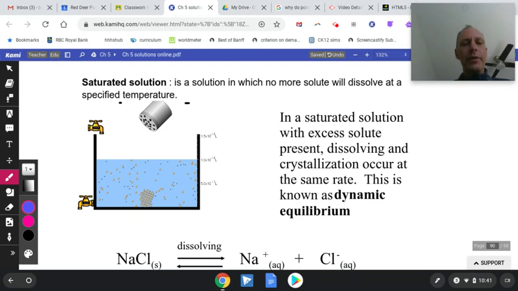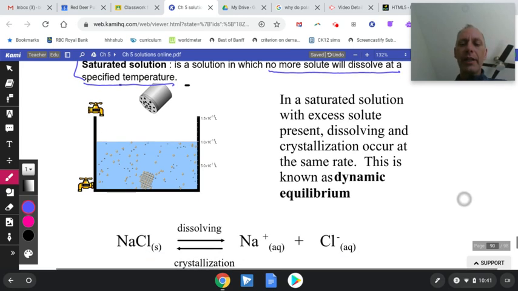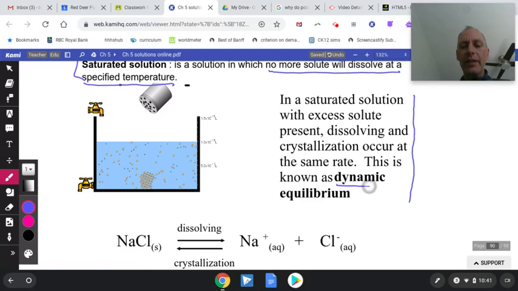Okay, so we've already gone through this definition. A saturated solution is a solution in which no more solute will dissolve at a specified temperature. And we say specified temperature because we know that solubility does change with temperature. If we heat solutions up, we can get more solute to dissolve. Okay, so here's one of the key ideas for today. In a saturated solution with excess solute present, dissolving and crystallization occur at the same rate. This is known as dynamic equilibrium.